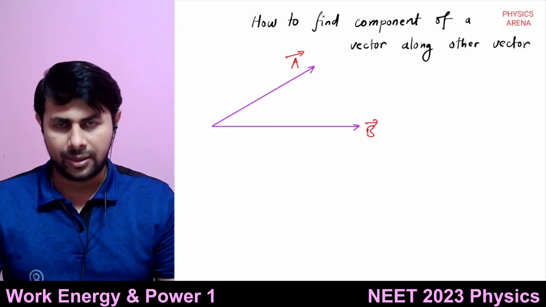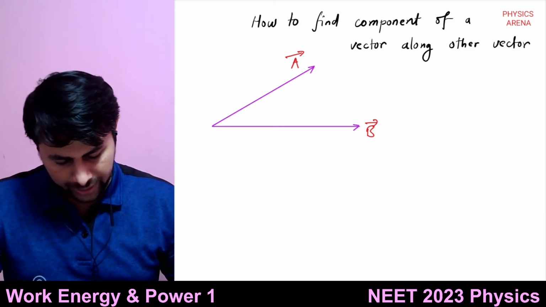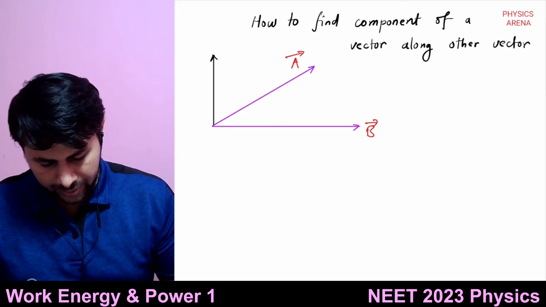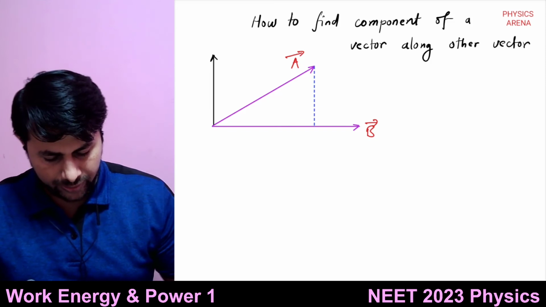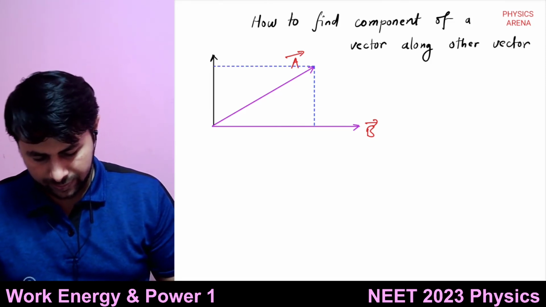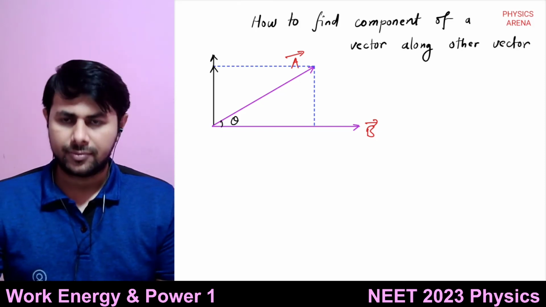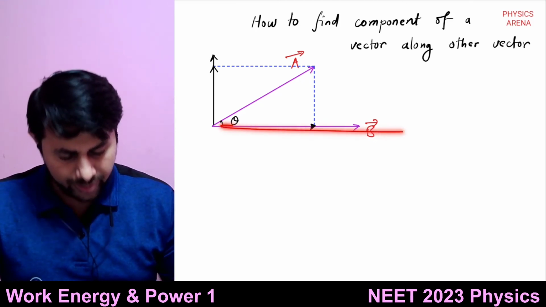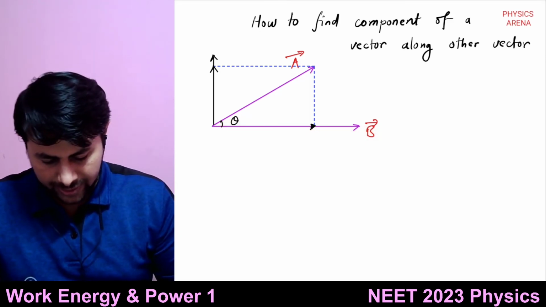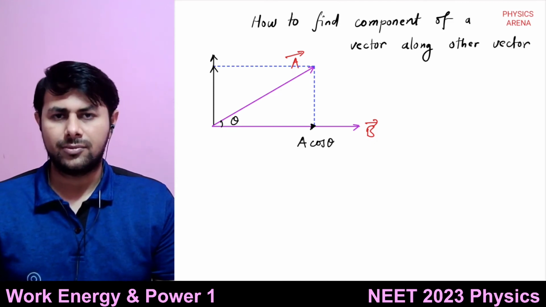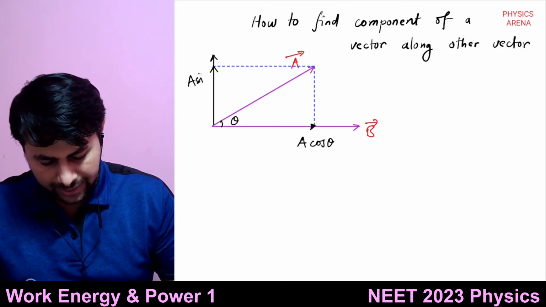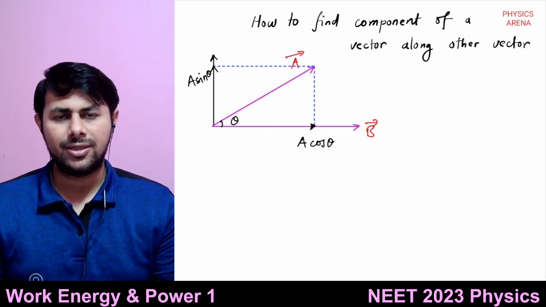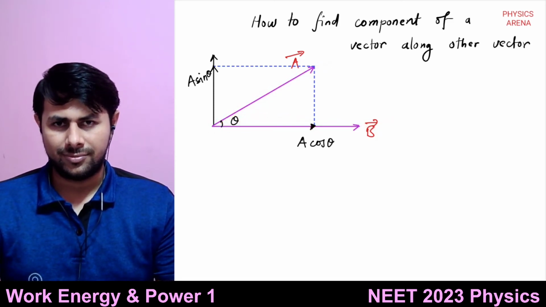I can resolve this a bar into two components, right? One along b bar, one perpendicular to b bar. The component along b bar would be this much, the component perpendicular to b bar would be this much. If this angle is theta, and I know this angle, then how much would this component be? We can say b bar is in x direction, so this component is ax, which is equal to a cos theta, right? And this component will be a sin theta. So what is the component of a bar in the direction of b bar? It is a cos theta. Yes, no?